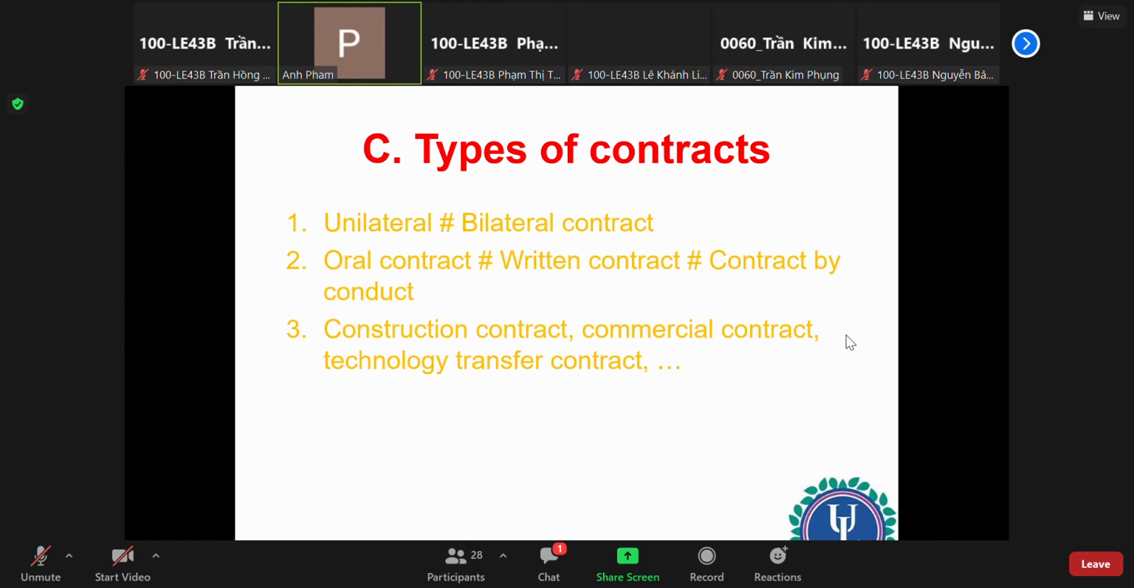And bilateral contract, even though it has the word by, doesn't mean that the contract is entered into by two parties only. If the contract has more than two parties, we still call it a bilateral contract. So this is the way people classify contracts based on the number of parties to the contract, right? The second one is oral contract, written contract, or contract by conduct. Can you tell me, based on what criteria, people classify the contract into three different kinds like this?